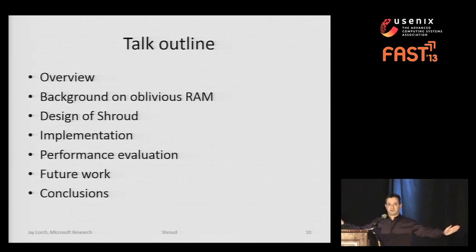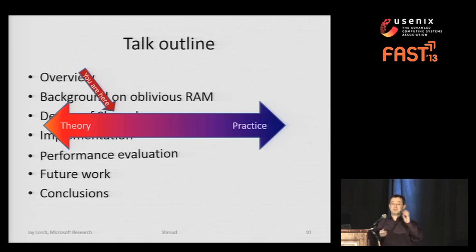So that's an overview of the talk. Here's an outline of the rest of it. First, I'm going to give you some background on Oblivious RAM. Then I'm going to describe the design of Shroud and how we actually implemented it, and describe our evaluation of it, at which point, if you weren't aware of it before, you will be reminded of just where we are on the spectrum of theory to practice. But that will nicely dovetail into our future work section, where we describe how we might make performance better in the future, in the coming years.